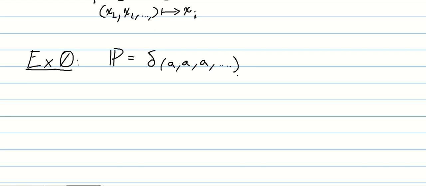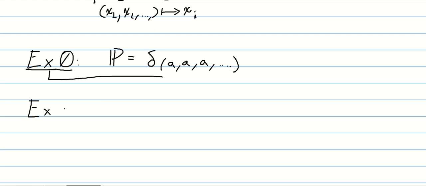Now that we have a notion of stationarity, it's nice to give examples of stationary processes. The two examples that I'm going to give are very good to keep in mind, because they give nice examples and nice counterexamples. Example zero is: P is delta of A, A, A, and so on and so forth. If P is deterministic and always gives a sequence of points that repeat, then P is stationary. That's why it's called example zero.